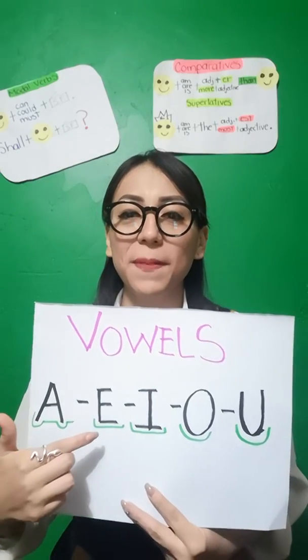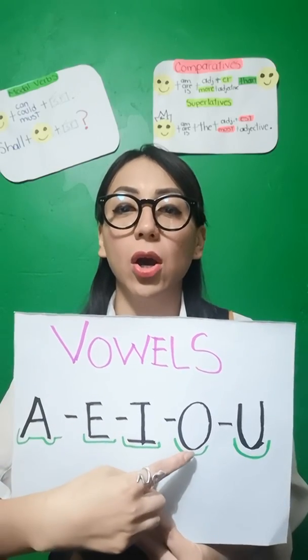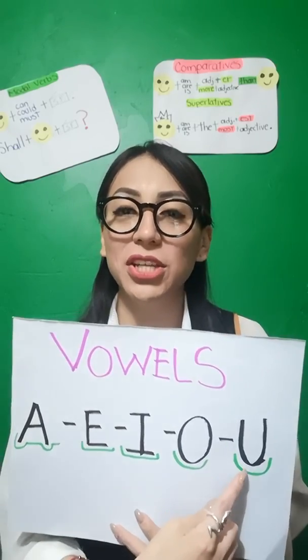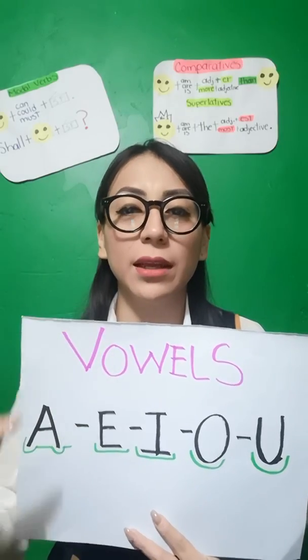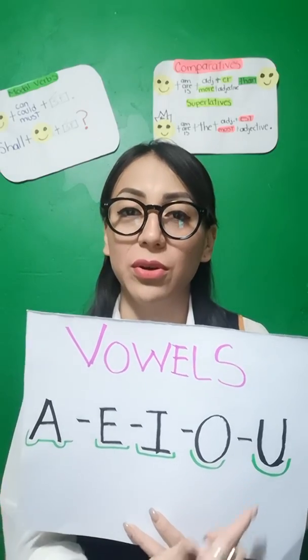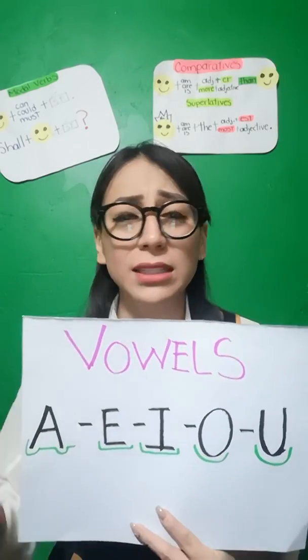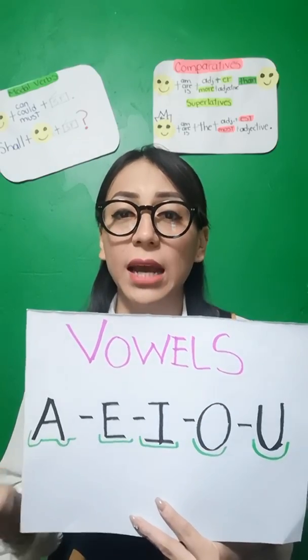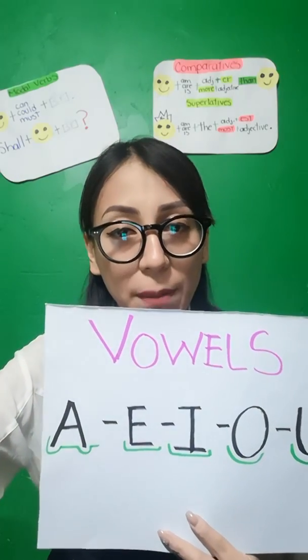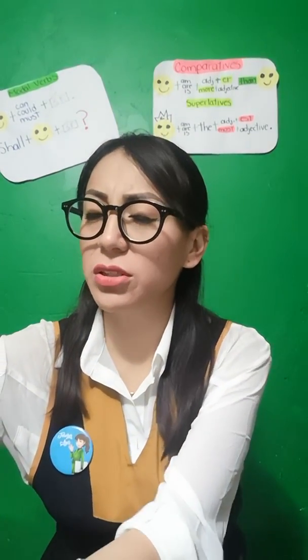A, E, I, O, U. Fast. A, E, I, O, U. Okay, guys, do you remember? These are the vowels, guys. Please do not forget, guys. These are my vowels.